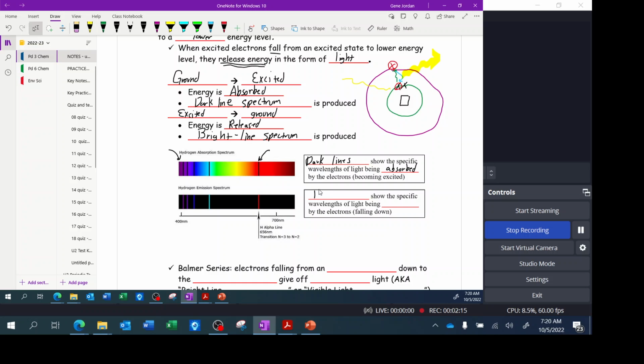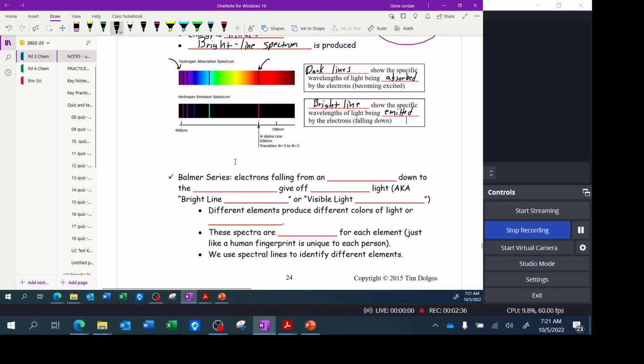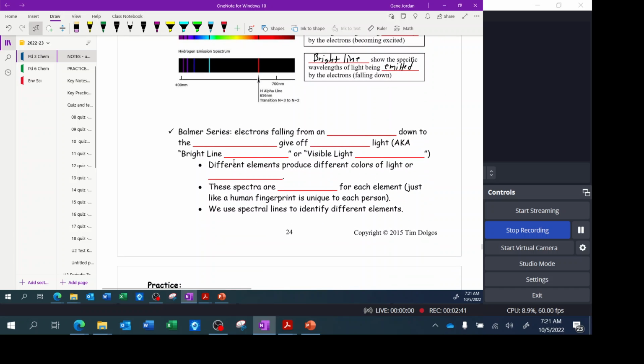So if we had a dark universe, we'd get these bright lines emitted whenever an atom releases that energy. And they show specific wavelengths of light being emitted out of the atom. So on a high energy source like the sun, you'll see constant emission of certain wavelengths based on the atoms present within the sun. Now there's something called a Balmer series.